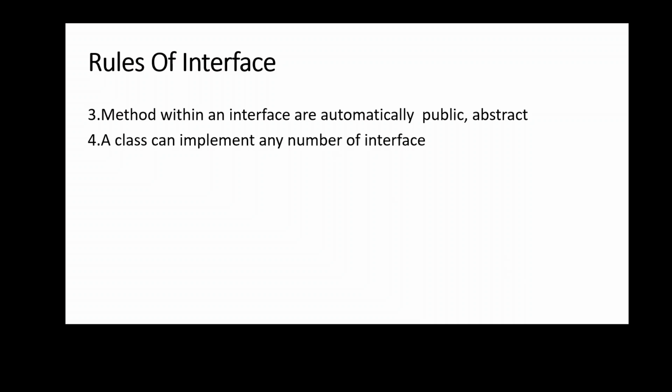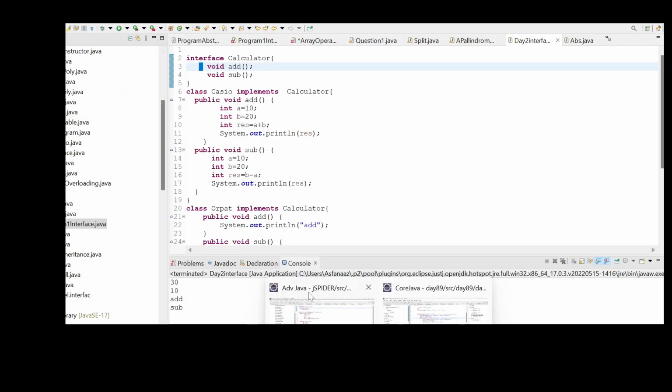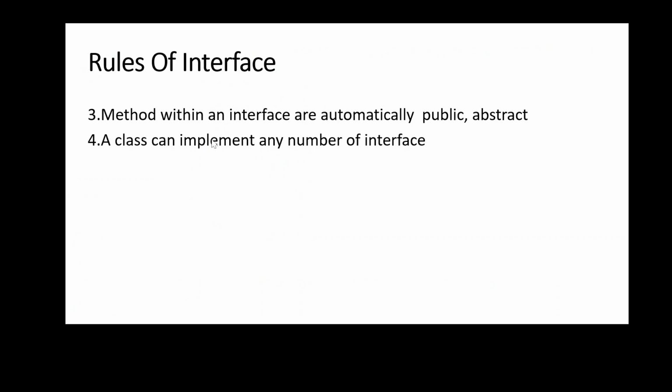So now we will see the third rule. Methods within an interface are automatically public and abstract. So here we already know that if we are writing a method inside the interface, it is automatically public and abstract. Now the fourth one, a class can implement any number of interfaces. What does it mean? If you are writing interface, we can implement it by a class. We will see with the example.